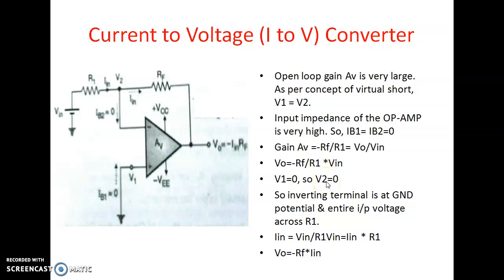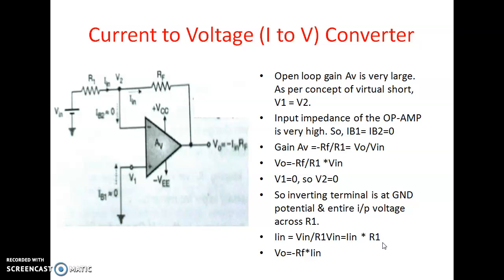Thus the inverting terminal is also at ground potential and the entire input voltage appears across resistor R1. So IN = VIN/R1, or VIN = IN × R1. Therefore VO = -RF × IN. This equation indicates that the output voltage is proportional to the input current IN. Thus the circuit shown here converts the input current into a proportional voltage.